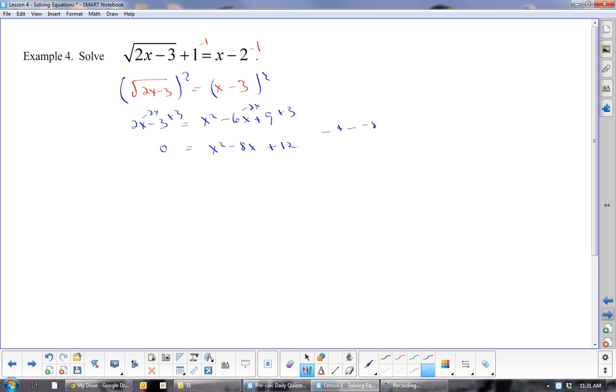Two things that add to negative 8 and multiply to give me 12 will be negative 6 and negative 2. So 0 equals x minus 6, x minus 2. So we're not done yet. What makes the thing equal 0? When x equals 6 and 2.